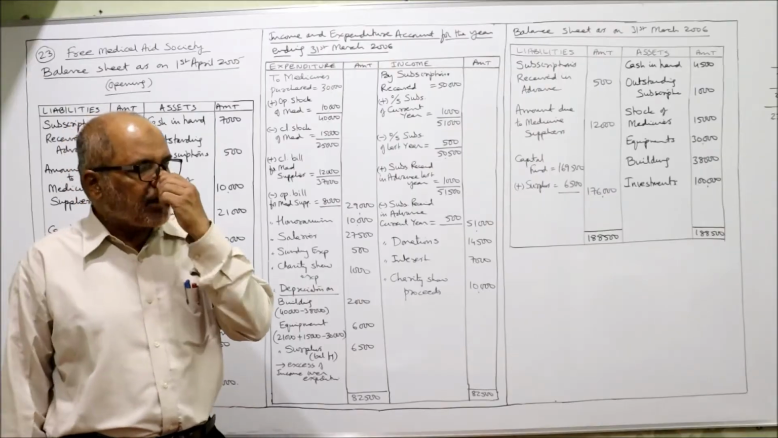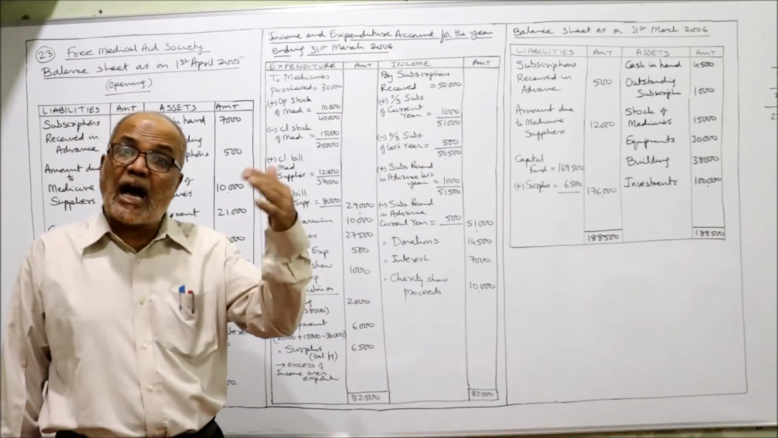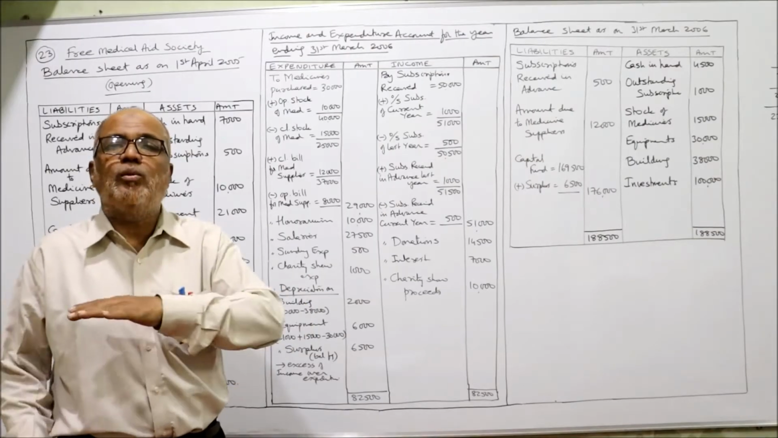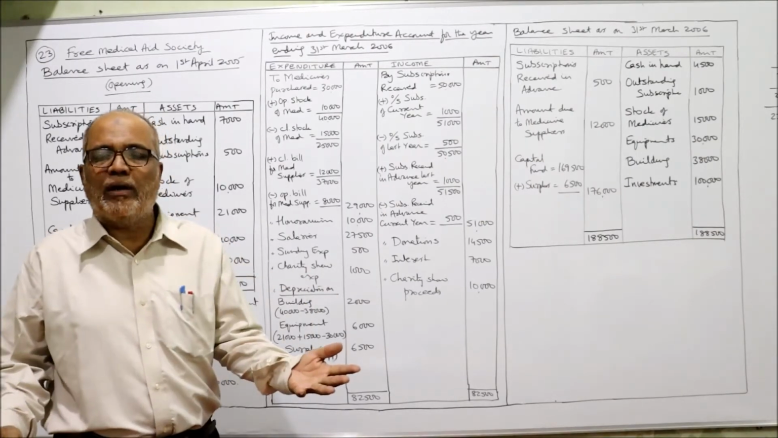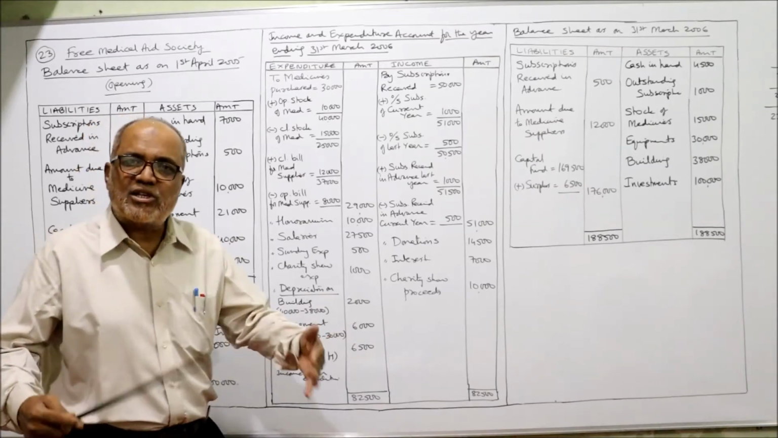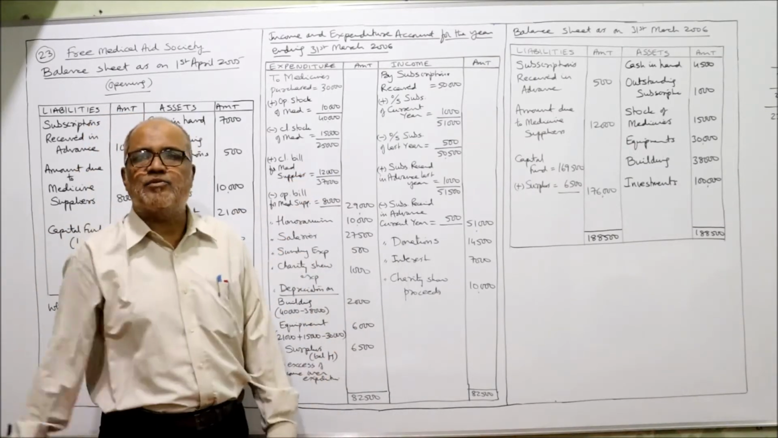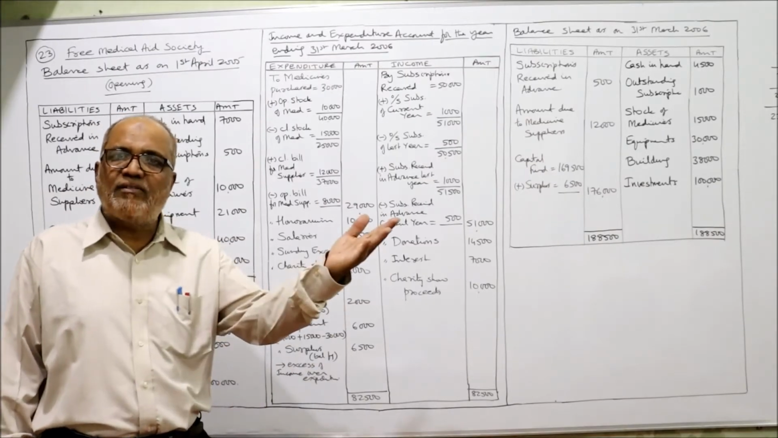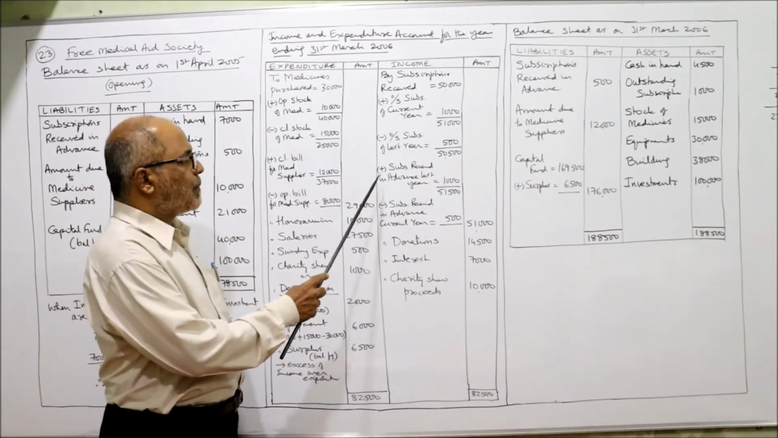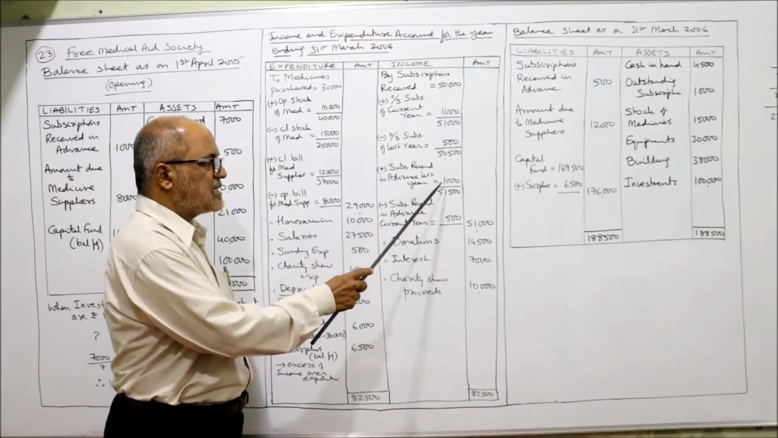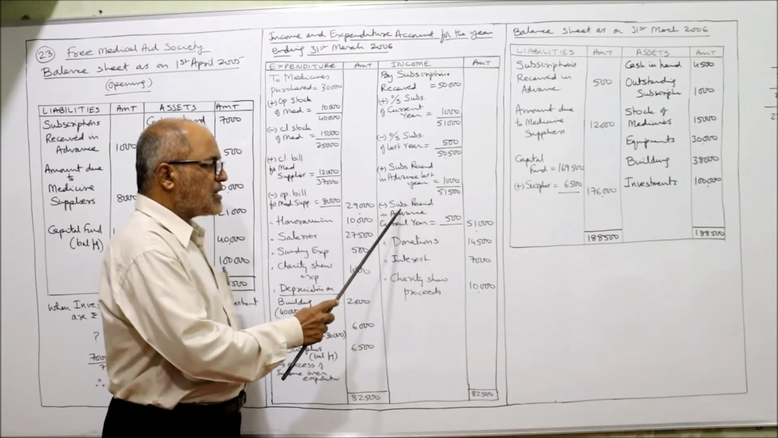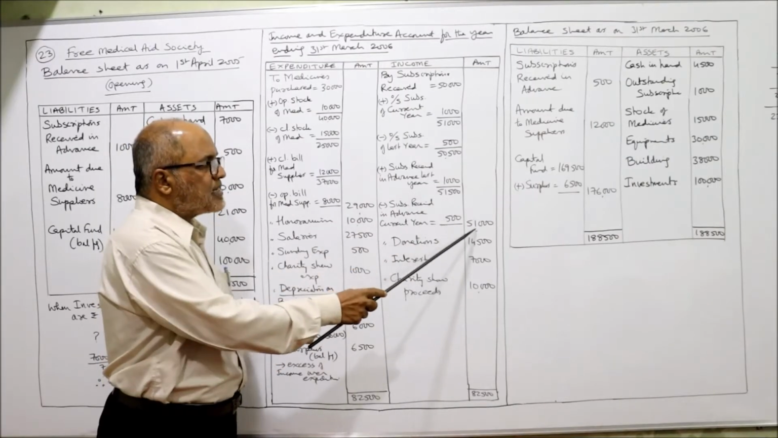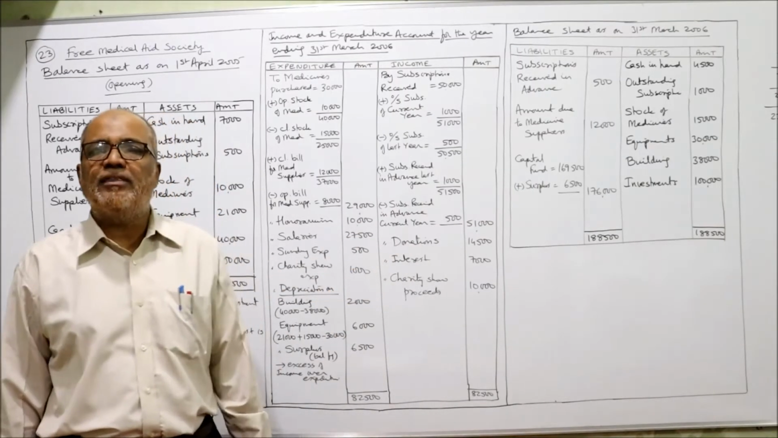Similarly, the subscription received in advance last year will be added. Current year received in advance will be deducted. As usual, in the last 2-3 problems I am explaining the same thing regarding subscription. No change at all. Remember the rule. Last year received in advance will be added. So plus subscription received in advance last year added. Less subscription received in advance current year deducted. Now ultimately subscription income is 51,000.